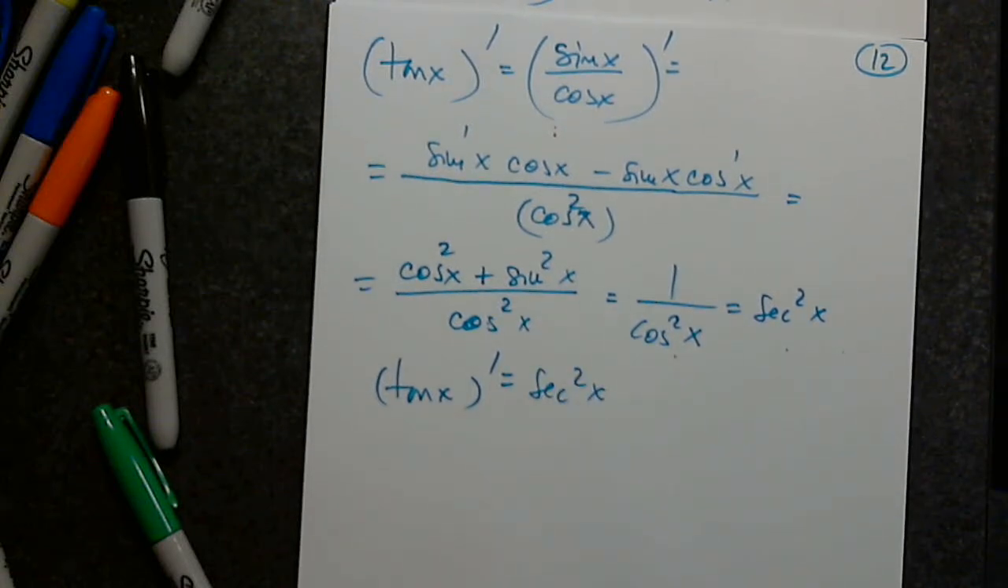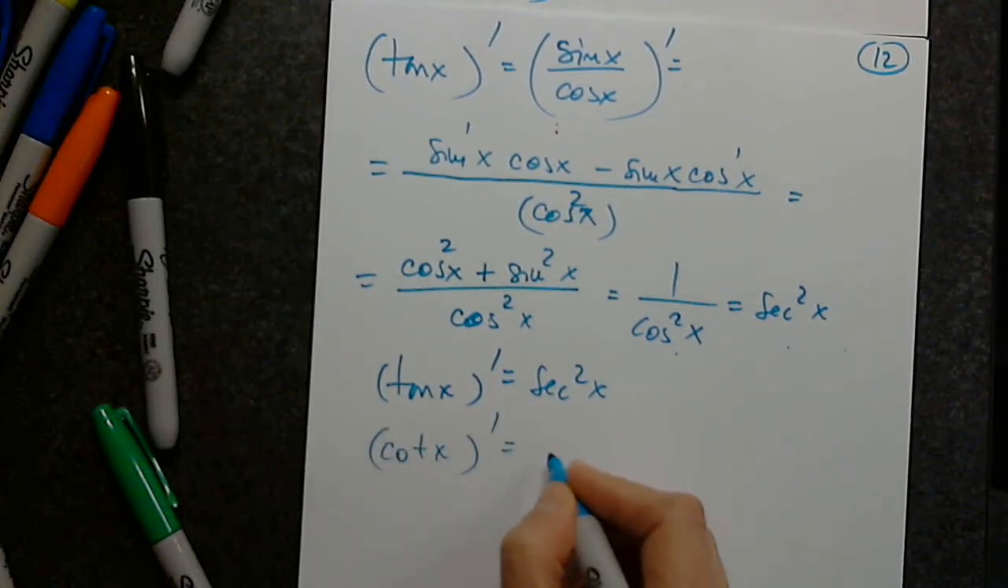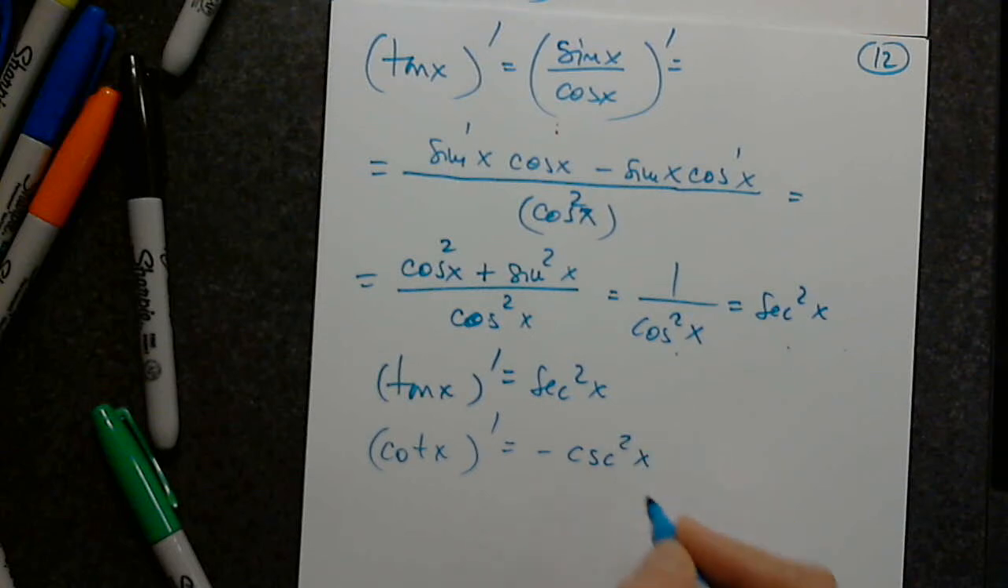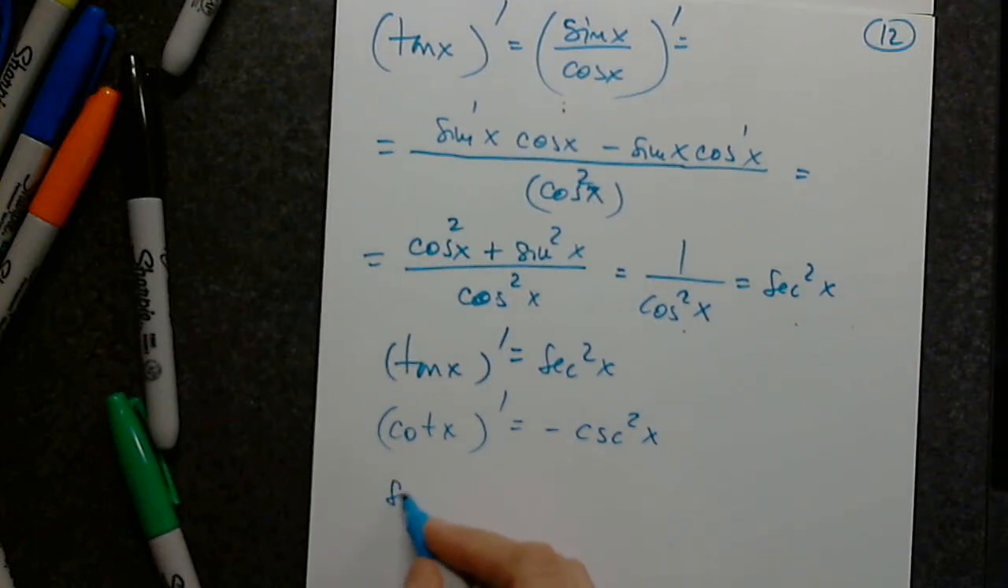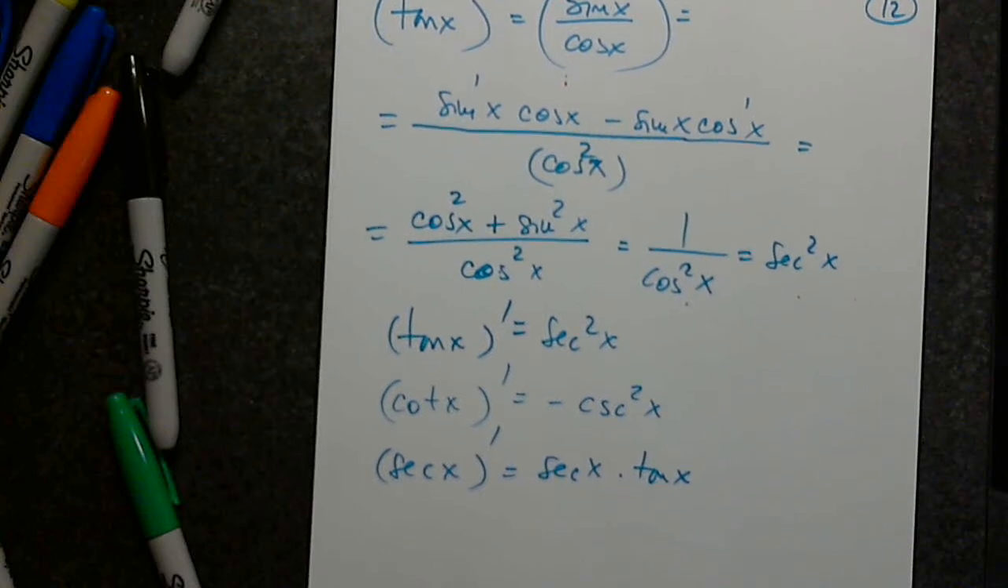And we can continue with the other three. So let me give them to you. Cotangent prime is negative cosecant squared. Secant prime is secant times tangent. And cosecant prime is negative cosecant cotangent. Let's practice this a little bit.